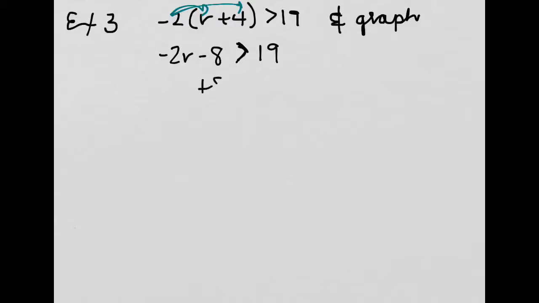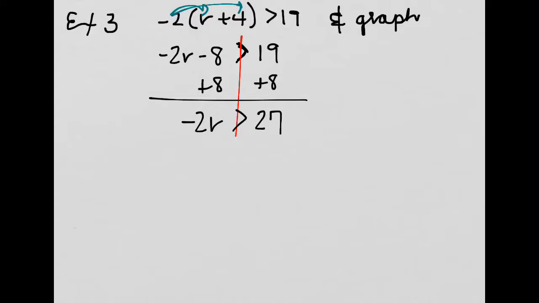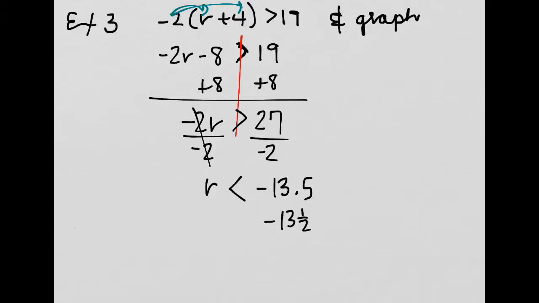Okay, now I need to add 8 to both sides. If you want to draw the line, you can. Negative 2r is greater than 27. And now in order to find r, I am going to be dividing by a negative. You should see the flashing red lights. Instead of it being a greater than, everybody, that's right, it's a less than. Now this is going to be 13 and a half, I guess. You could write it this way, or you could write negative 13 and a half. I don't really care either way.